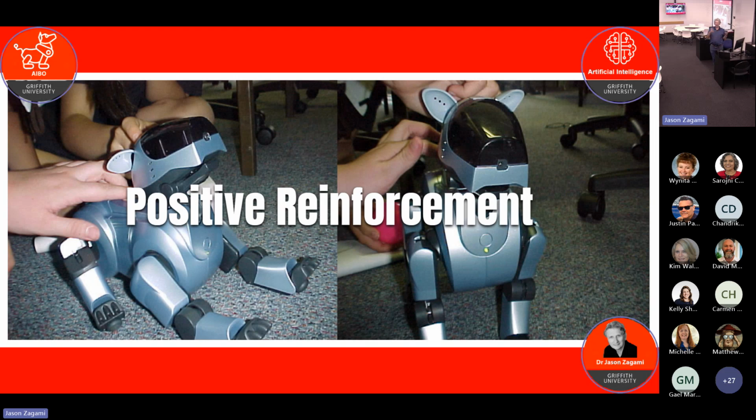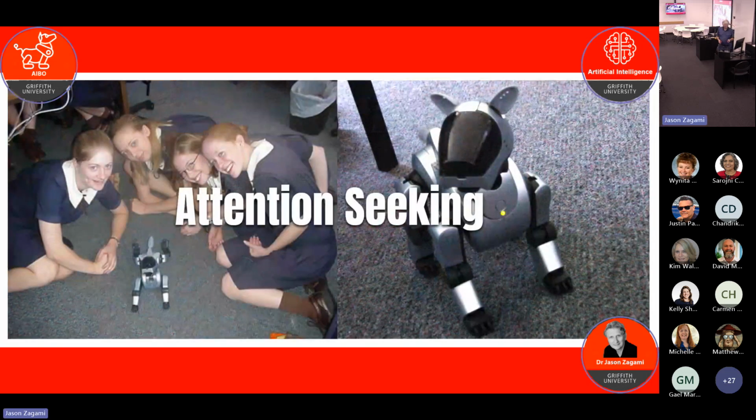And over about a 6-month period, the robot dog learned how to crawl and then walk, all without any programming at all. So it's based on its attention-seeking strategies, trying to find human beings to interact with and receive positive feedback from.